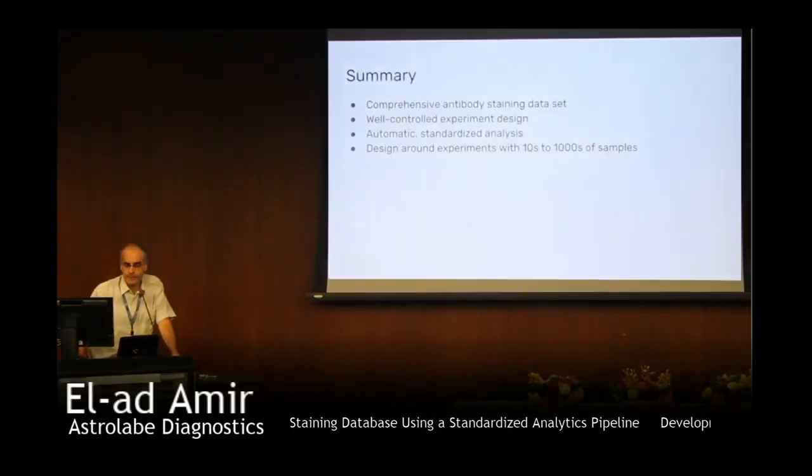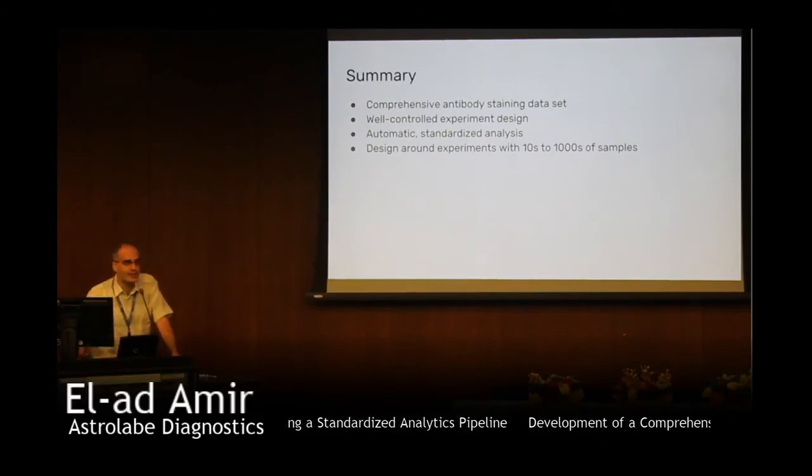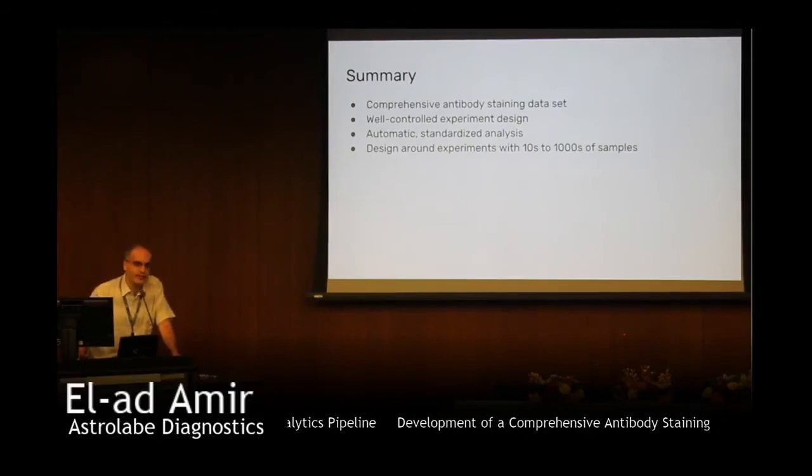So the summary: we have this comprehensive antibody staining dataset. And as I was saying, we're aiming to release this as soon as possible: all of the FCS files, all of the single cell data, plus all of the summary statistics. We really want this to be as available as possible for everyone. I feel that there's a lot of uncertainty around experiment design, especially with scTECH, and I hope that these kinds of resources would help people feel better about how to set up their experiments.